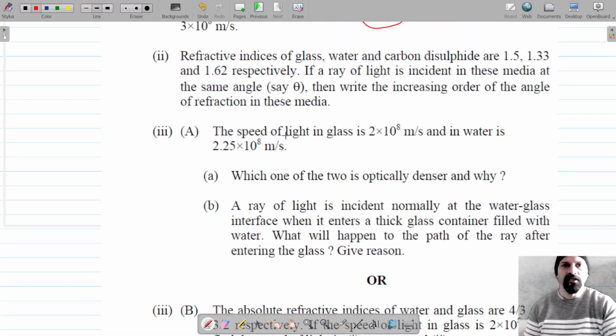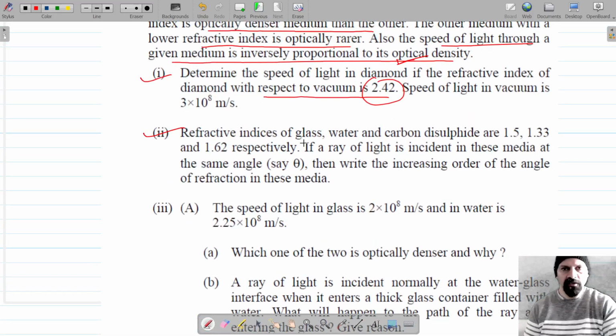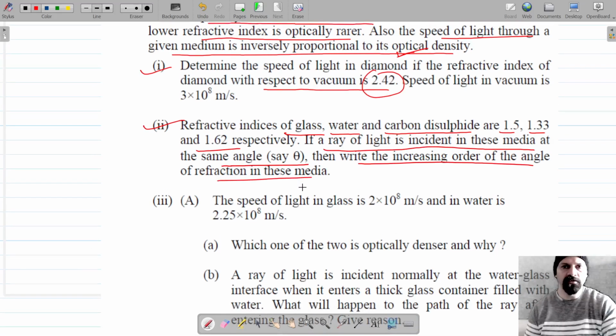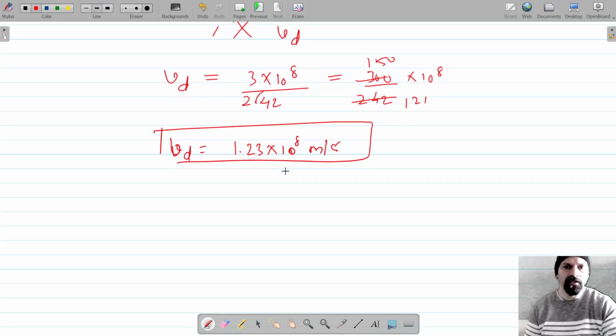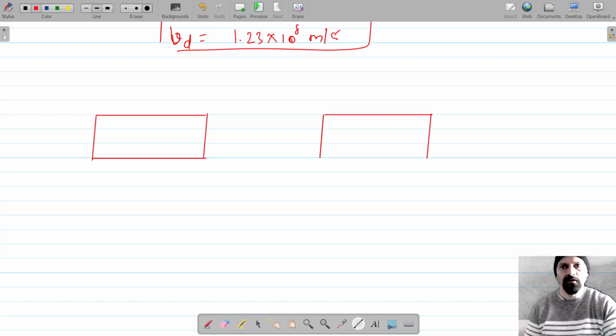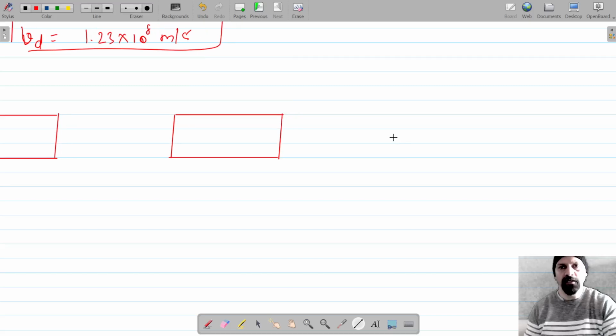Okay, now the next part says the refractive indices of glass, water, and carbon disulphide are 1.5, 1.33, and 1.62 respectively. If a ray of light is incident in these media at the same angle, then write the increasing order of the angle of refraction in these media. So we have three media: glass, water, and carbon disulphide. Let these be the three media: glass, water, and the third one is carbon disulphide.